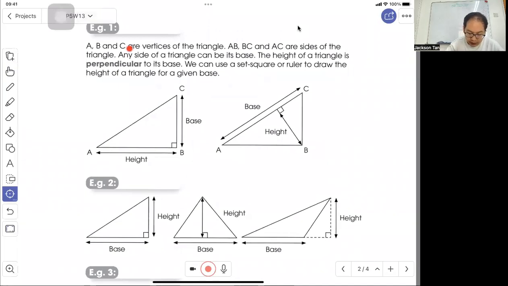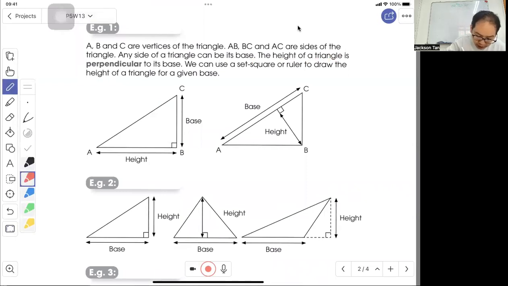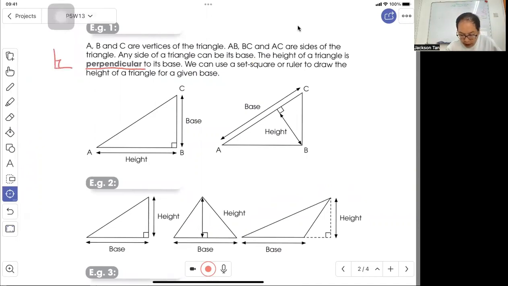A, B, and C are vertices of the triangle. That means the points. So AB, BC, AC are sides of the triangle. Any side of a triangle can be its base. The height of a triangle is perpendicular to its base, meaning it forms a right angle. You can use a set square or ruler to draw the height of a triangle for a given base.